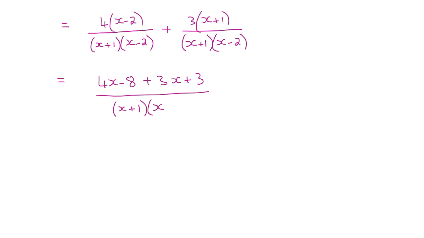Now you see the common denominator is in factorised form, and that's fine. Unless you're asked to, you can leave it in factorised form. Collecting the like terms on the numerator gives us 7x minus 5. And then that denominator, as I said, you can leave it in factorised form. x plus 1, x minus 2.